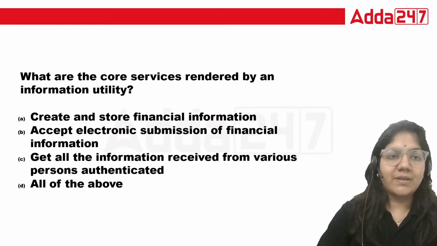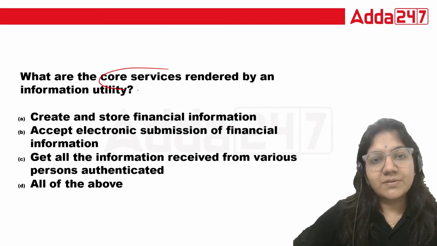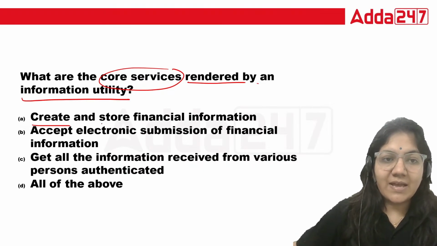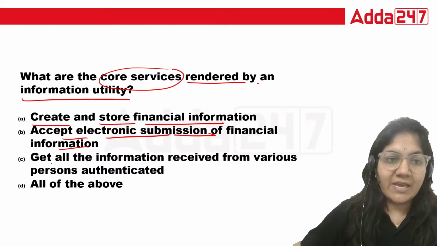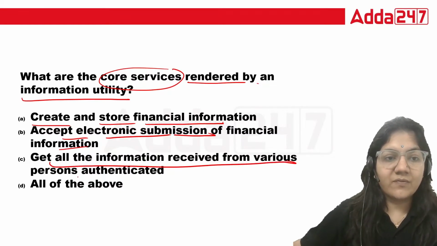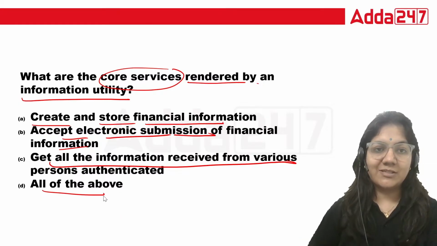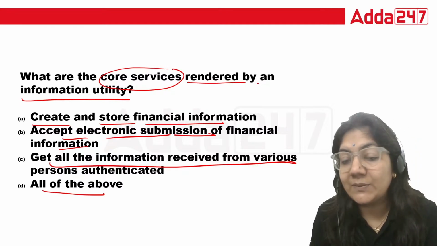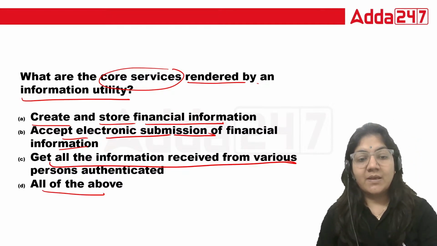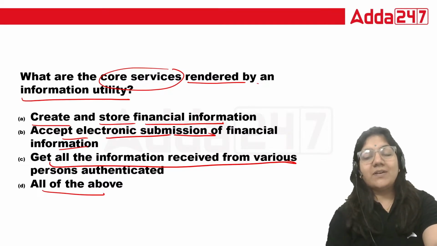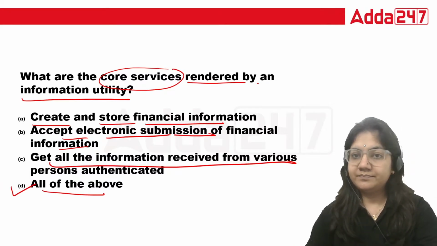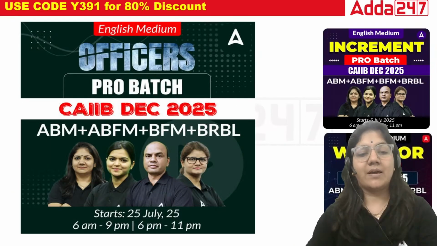Okay, cool. Next. What are the core services rendered by an information utility? Create and store financial information, accept electronic submission of financial information, get all information received from various persons, or all of the above. Core services rendered by the information utilities, that is the second pillar that we have done. So guys, the core service of information utilities is basically all of the above.